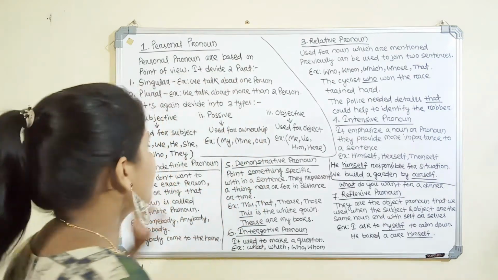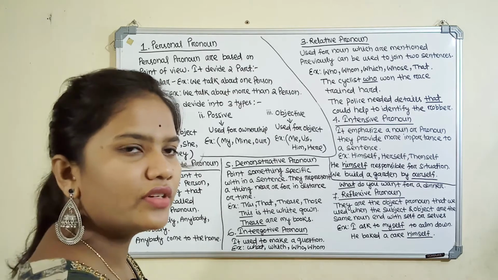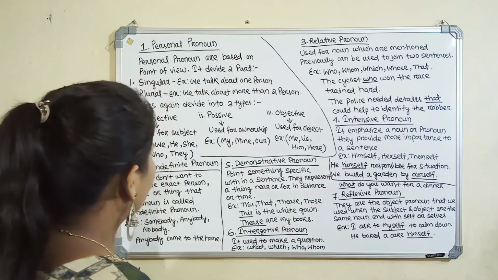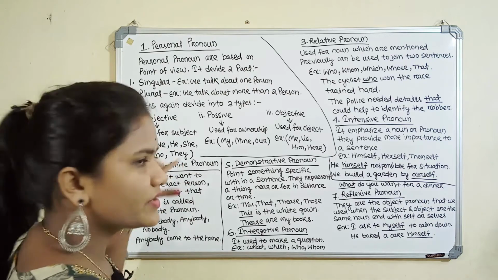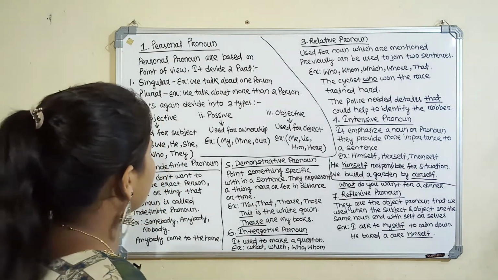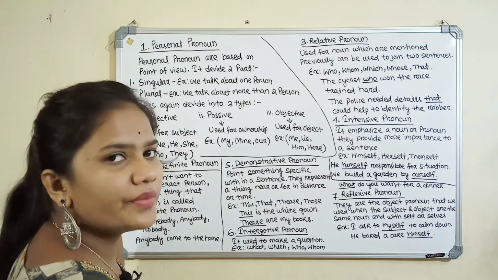First one is the subjective pronoun. A subjective pronoun is used only for the subject. The examples we take are I, we, he, she, who, they. It is used for one subject. That is the example: I, we, he, she, who, they. These are the examples of subjective pronouns.